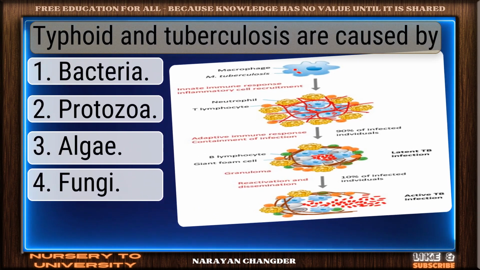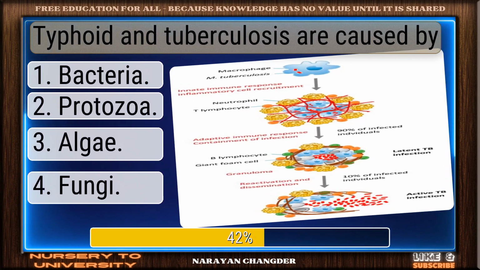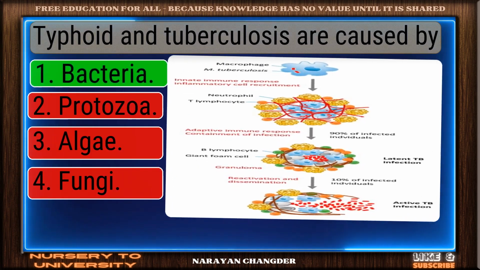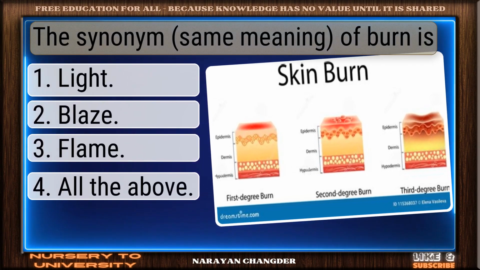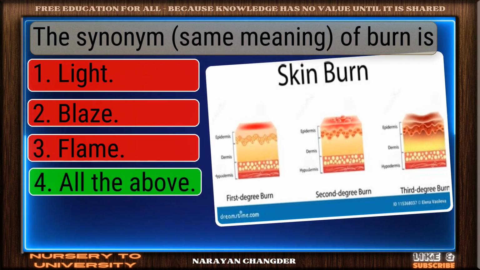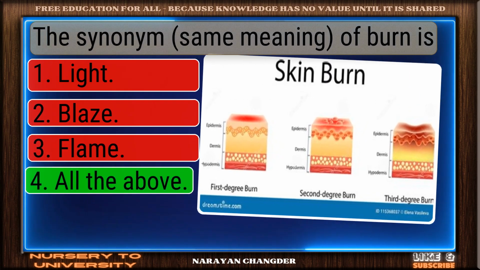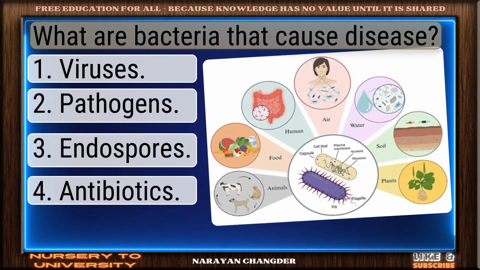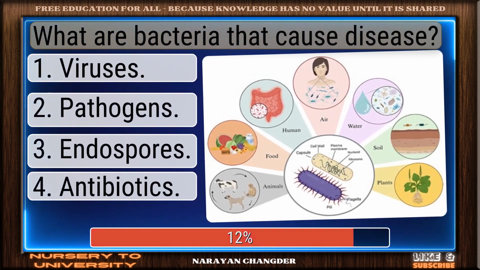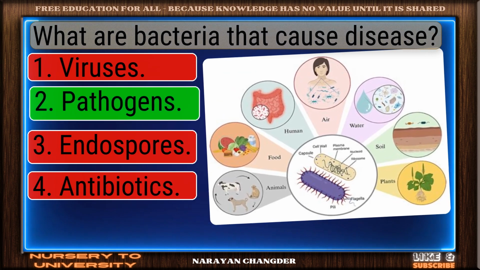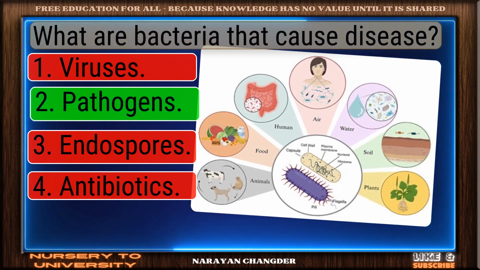Typhoid and tuberculosis are caused by. Valid point. Bacteria is true. The synonym of burn is. You chose all the above, and it is correct. What are bacteria that cause disease? Well picked. Pathogens is the correct answer.